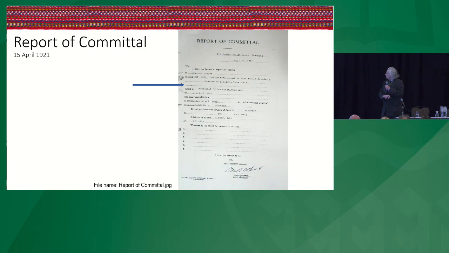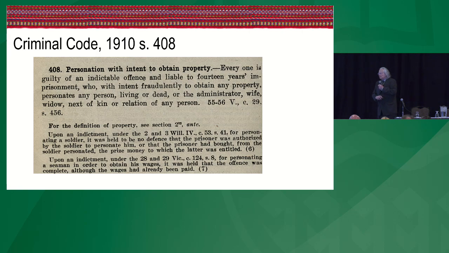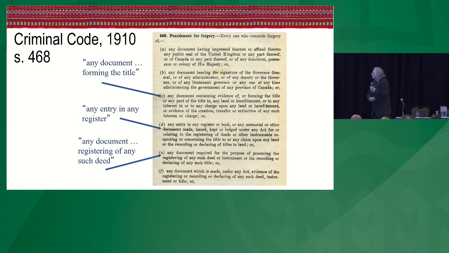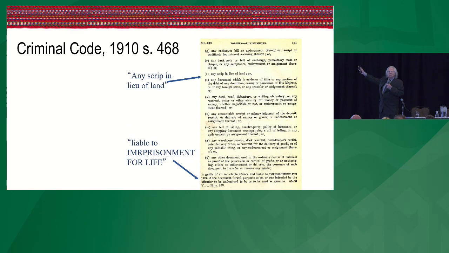So there is a report of committal. There is to be a bail of $5,000. Wow, that's a lot. But he could afford it. So, but what does the criminal code have to say about this stuff? Well, impersonation with intent to property, it's kind of serious. Any document forming the title, any entry in any register, any document registry of any such deeds. You see why we're databasing these records? Right? Any power of attorney. Any script in lieu of land. It's in the criminal code.